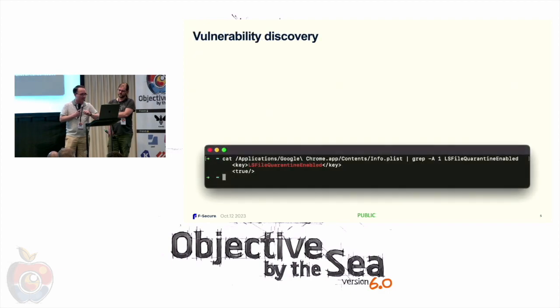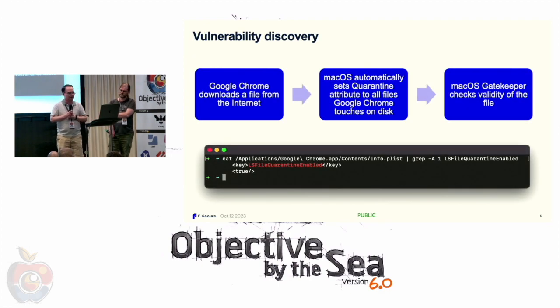Which leads us to the next topic, the discovery of the vulnerability. Here on the slide, we can see the usual flow, how things should look on a happy day scenario. A web browser, for example Google Chrome here, downloads a file from the internet, and macOS should automatically assign a quarantine attribute to all the files, because, as we can see at the bottom of the slide, Google Chrome has this Info.plist key called LSFileQuarantineEnabled. Then macOS Gatekeeper can do its job and protect users in case that software is not intended to be run.